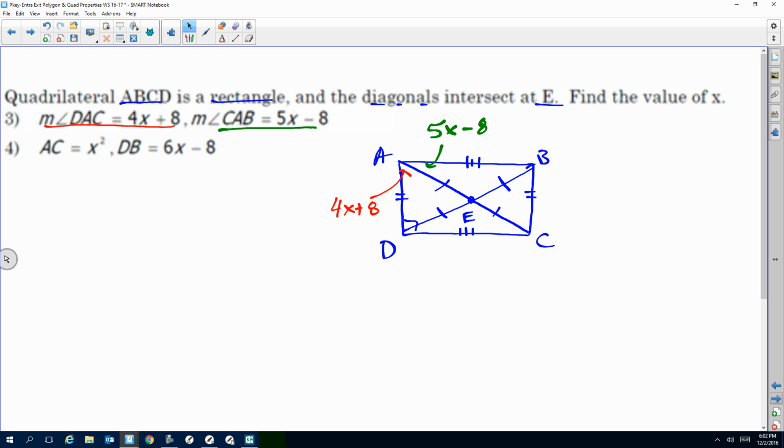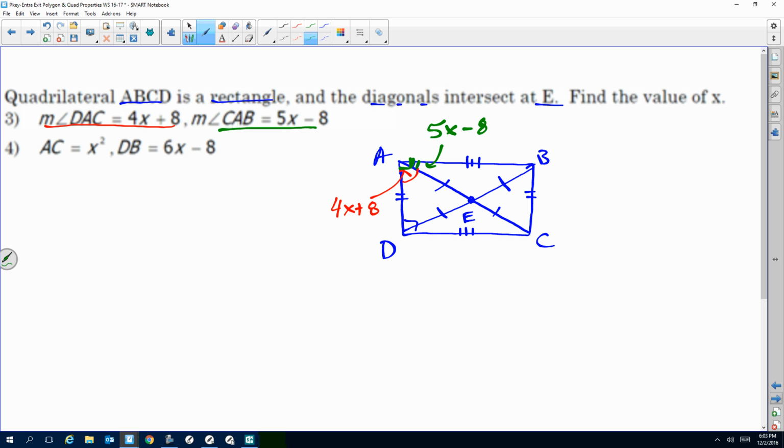Now, they are identifying or labeling angles here. DAC is my red angle pointing to that intersection, that angle that would exist right there, and CAB is here. But since I know, and I should have done that in green, since I know it's a rectangle, that's a right angle, then I can add them together, and they are complementary, so they equal 90.